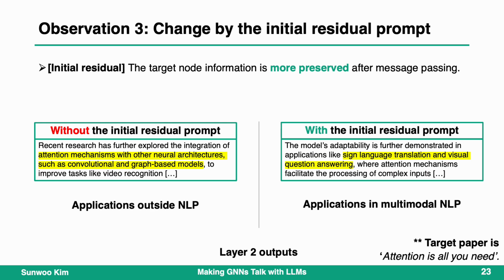Lastly, the initial residual connection helps preserve a node's initial attributes. Without it, GLN's layer 2 outputs generalize to non-NLP domains. However, with it, they remain focused on multimodal NLP applications.